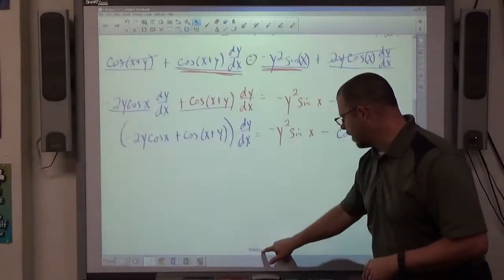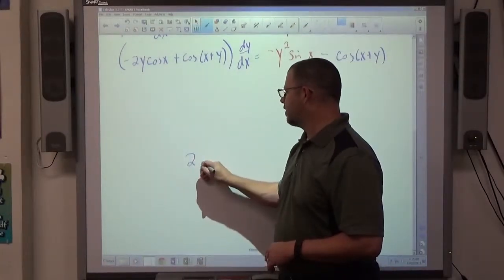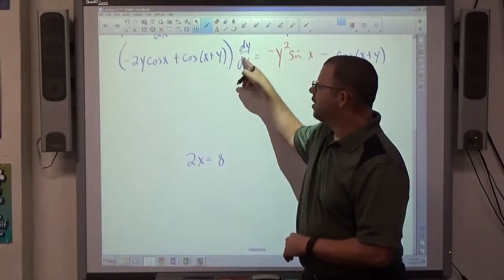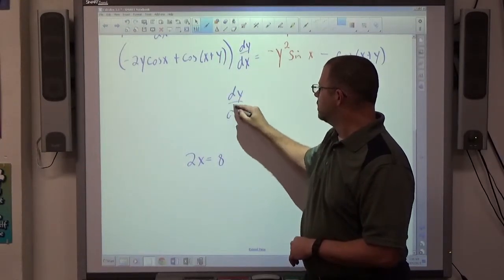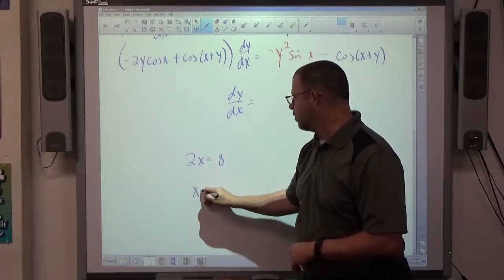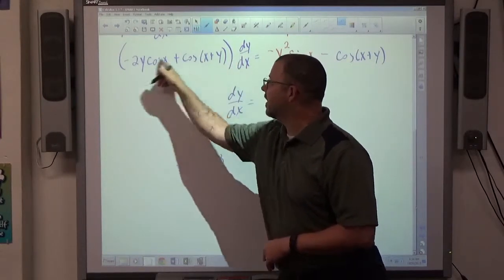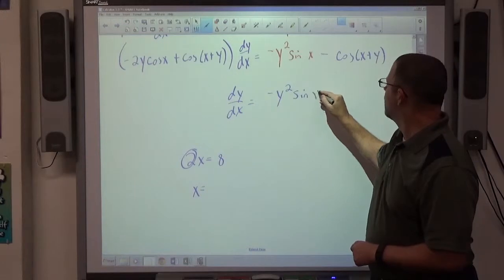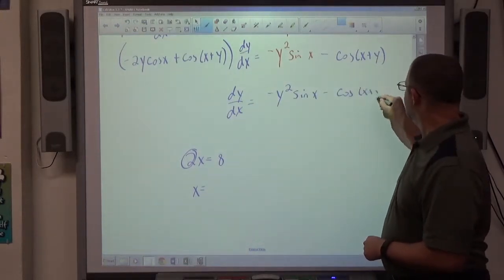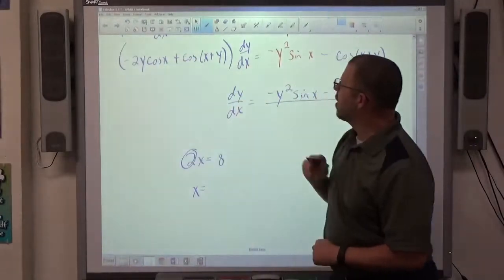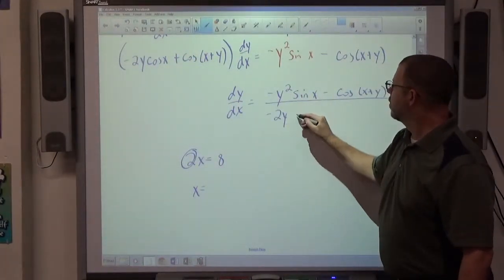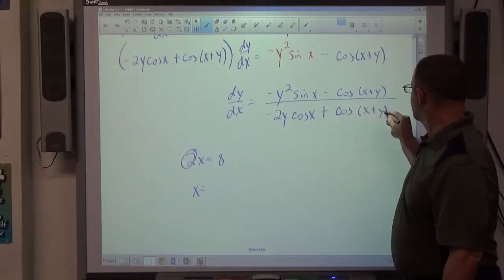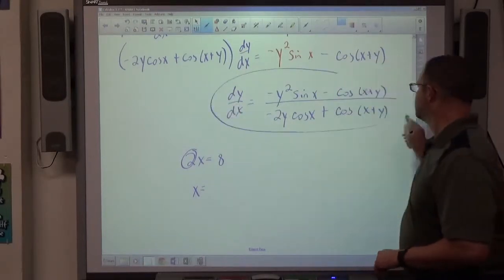And just to look at a more basic structure that you're more familiar with. 2x equals 8. What am I supposed to divide by? 2, because that's being multiplied by x. All this stuff times dy dx. I want to get dy dx equals, that's my goal. So just like I want to get x equals here, I've got to divide by 2. I want to get dy dx, I've got to divide by that stuff. So I'm going to get this stuff on top, negative y squared sine of x minus cosine of x plus y on top, divided by the stuff being multiplied by dy dx, which is negative 2y cosine of x plus cosine of x plus y. That's exactly the right answer.